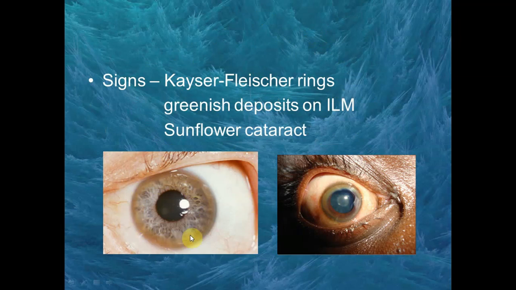chalcosis. So what is a KF ring? It is basically copper deposition in the Descemet's membrane of the cornea. So we usually see it close to the limbus, in the periphery of the cornea. There are also greenish deposits on the internal limiting membrane of the retina, and you will also see something called the sunflower cataract, which is classical of copper deposition in the lens. Sunflower cataract is what we see in chalcosis.